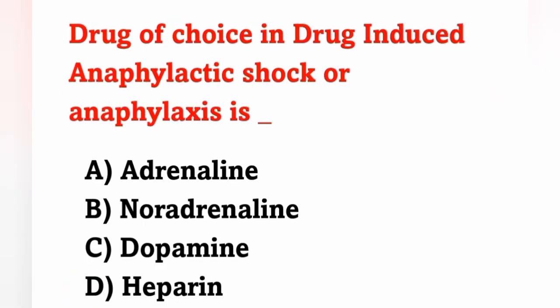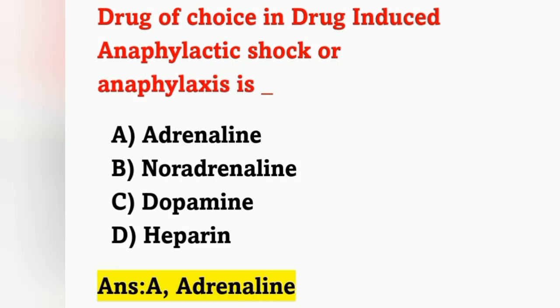And the next question, drug of choice in drug-induced anaphylactic shock or anaphylaxis is option A, adrenaline, option B, noradrenaline, option C, dopamine, option D, heparin. Drug of choice in anaphylactic shock or anaphylaxis is adrenaline. Option A is the correct answer.